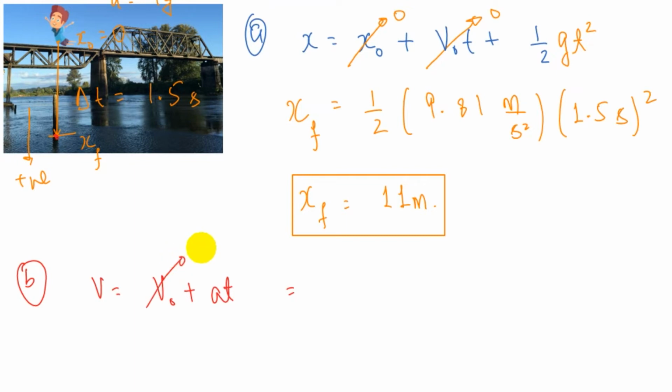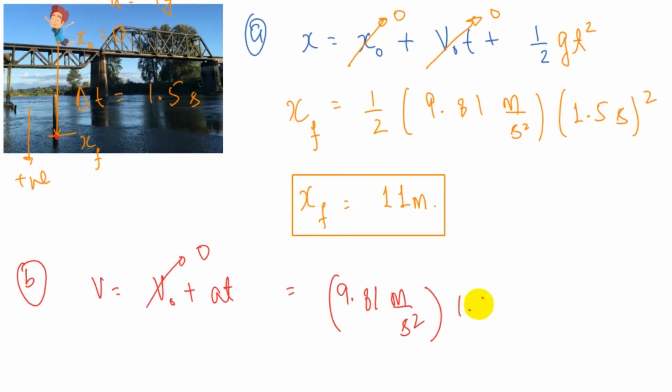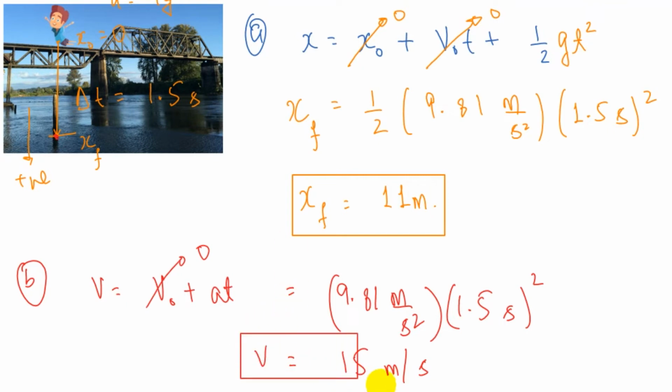Initial velocity we have 0, so this would be 0. Now acceleration, same, g, it is 9.81 meter per second squared. Now the time at which we need to find the velocity is 1.5 seconds, and its whole square. So this would be equal to 15 meter per second. This would be the velocity of the swimmers when they just hit the river. So this would be the answer for the B part.